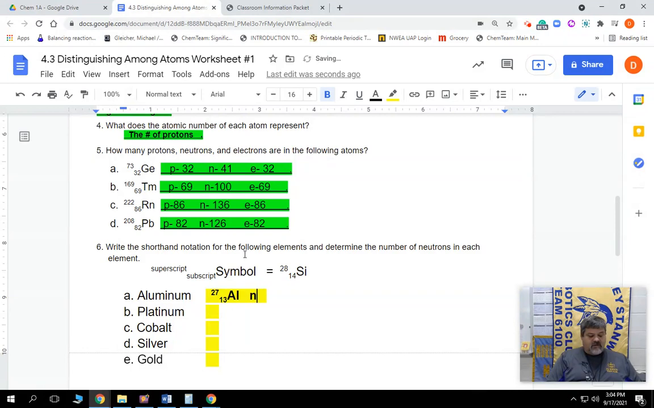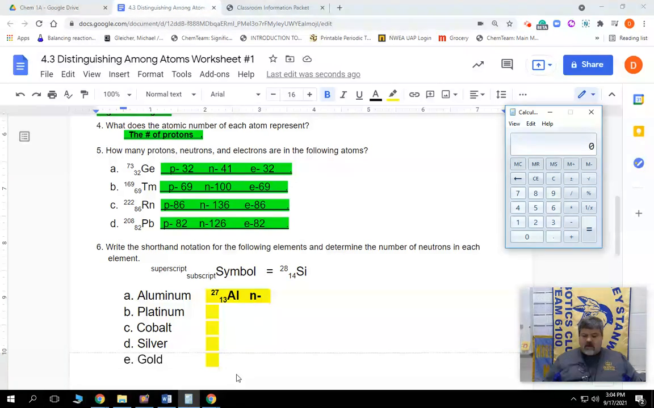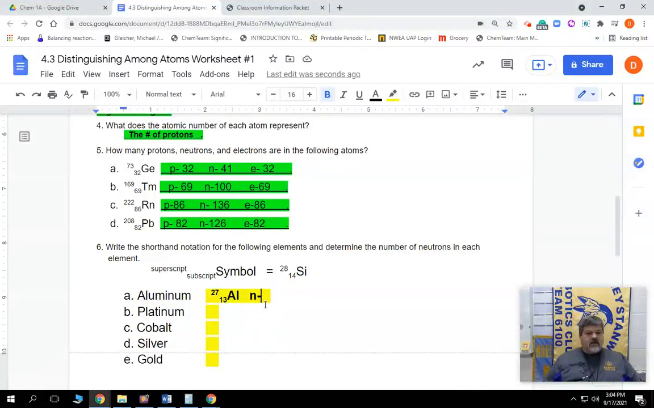And the number of neutrons is going to equal the difference between those. I can tell by looking at it, but let's go ahead and calculate it out. 27 minus 13 equals 14. So that's going to be 14 neutrons.